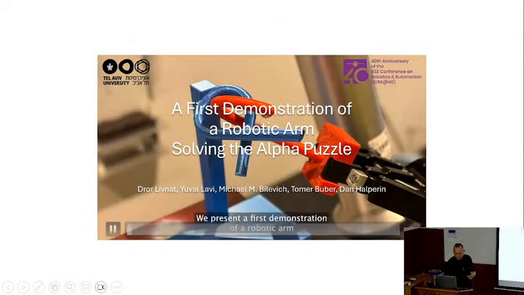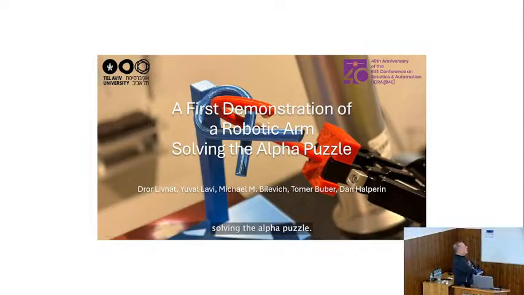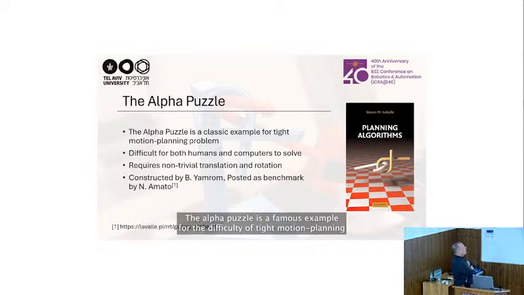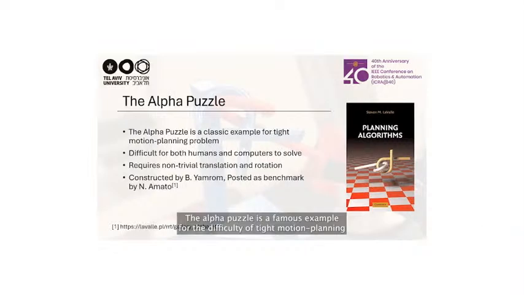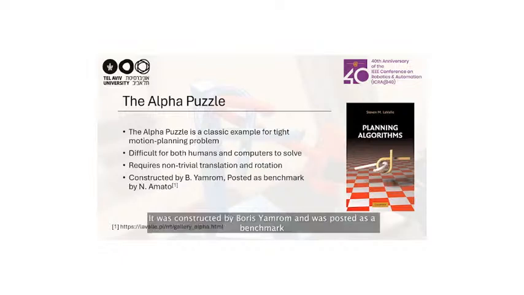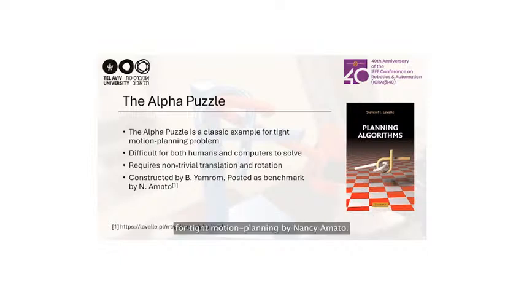We present the first demonstration of a robotic arm solving the alpha puzzle. The alpha puzzle is a famous example for the difficulty of tight motion planning, as its solution requires non-trivial combination of translation and rotation. It was constructed by Boyce and Yamron and was posted as a benchmark for tight motion planning by Nancy Amato.